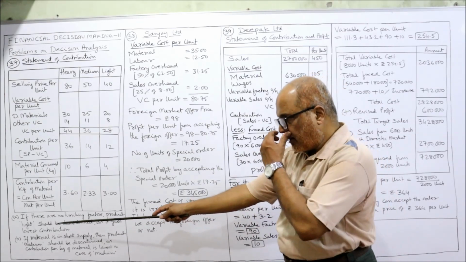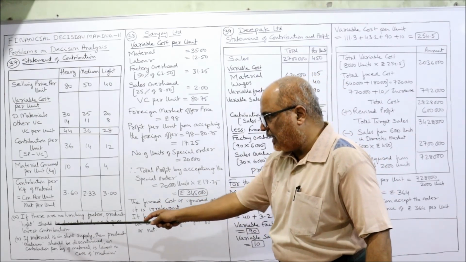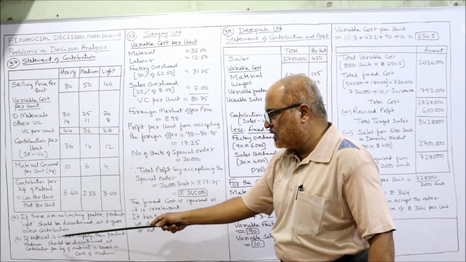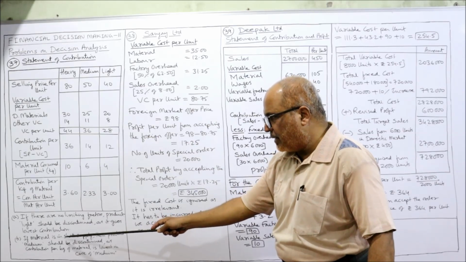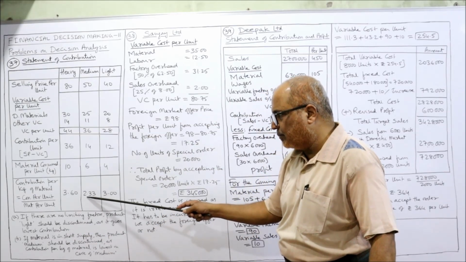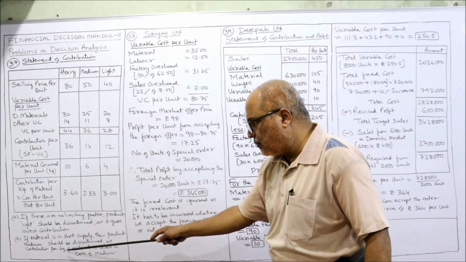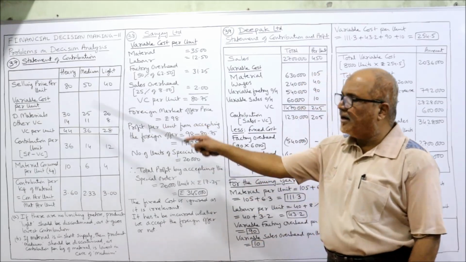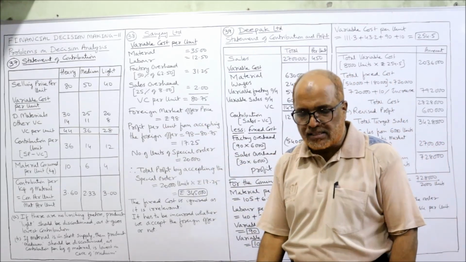That's all. So here, if there are no limiting factors, product light should be discontinued, as it gives the lowest contribution. If material is in short supply, then product medium should be discontinued, as the contribution per kilogram of material is lowest in case of medium. That's it. This is the end of problem number 37.